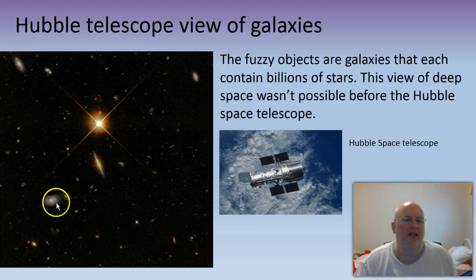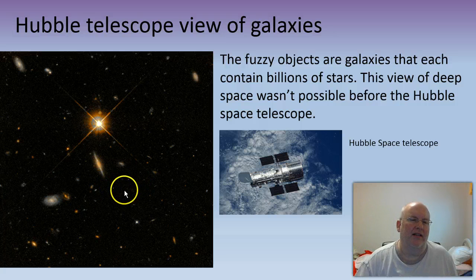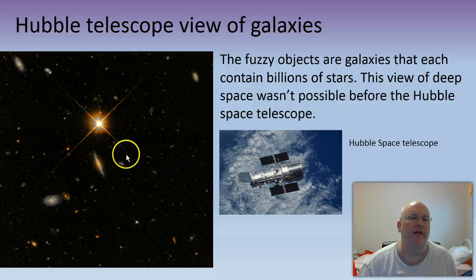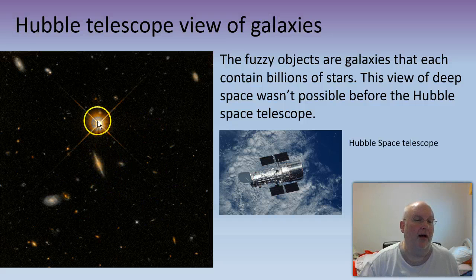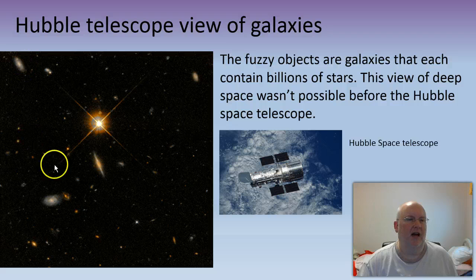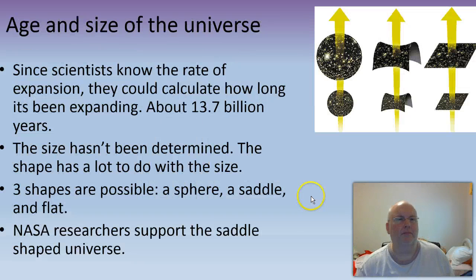So just to give you an idea of what we're talking about as far as galaxies, the Hubble Space Telescope, this orbiting space telescope, just a few hundred miles above Earth, takes really great pictures of deep space. This is really out there in space. This was not possible with an Earth-based telescope. And all these little fuzzy objects are galaxies that contain billions of stars.